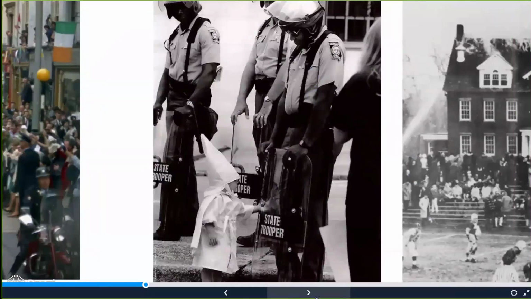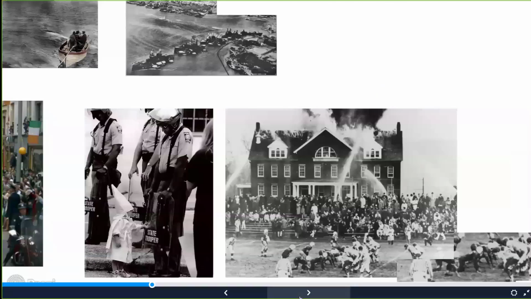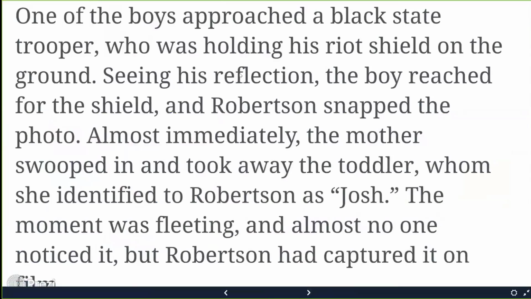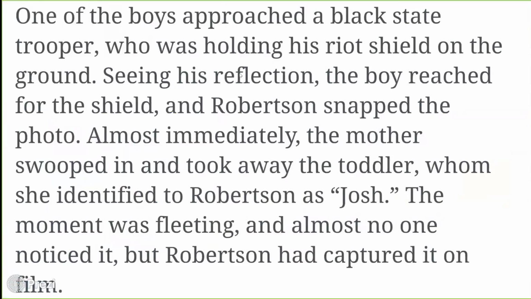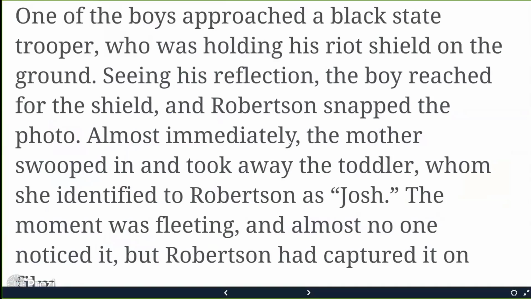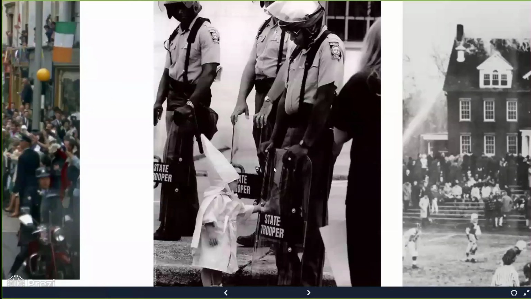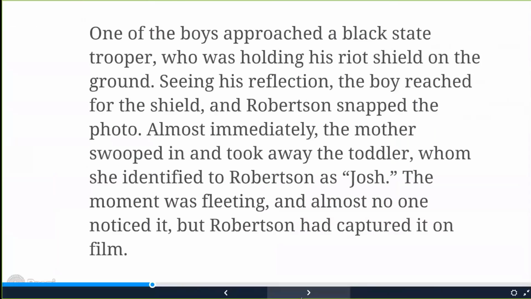But anyway, this is a picture from the 70s or 80s. It shows a black state trooper and a young kid dressed up in a Klan outfit. One of the boys approached a black state trooper who was holding his riot shield on the ground. Seeing his reflection, the boy reached for the shield, and Robinson snapped the photo. Almost immediately, the mother swooped in and took away the toddler, whom she identified as Josh. The moment was fleeting, and almost no one noticed it, but the reporter had captured the image. See, there's the actual reflection he's playing with. And we still don't know who that kid was to this day.